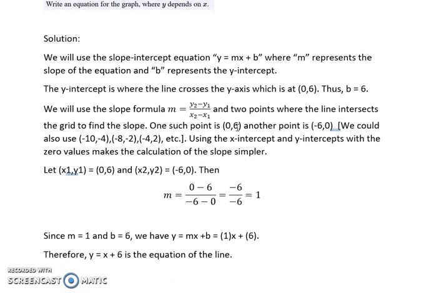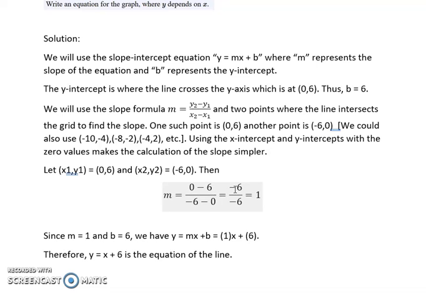So those points are (0, 6), which is the y-intercept, and (-6, 0), which is the x-intercept. So we'll let the y-intercept (0, 6) be our first point and the x-intercept (-6, 0) be our second point. And then we'll just plug those points into this formula here. The second point would be (x2, y2), so we'd have y2, which is 0, minus y1, which is 6, over x2, which is -6, minus x1, which is 0. So we get 0 minus 6 over -6 minus 0.